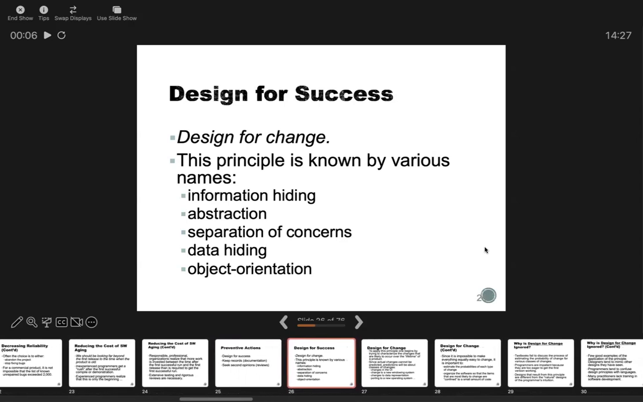So the design for success, actually, the thing is that it is designed for change. So in the design for change, the principle is known by various names.